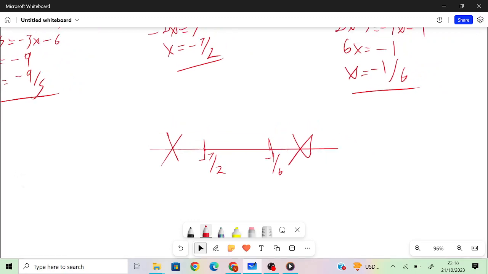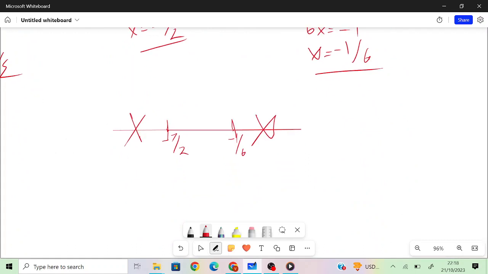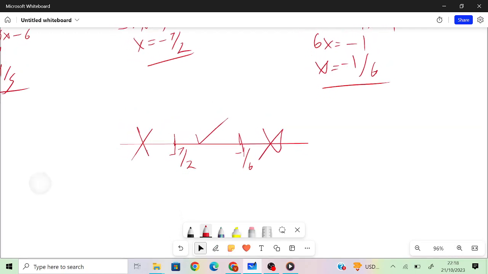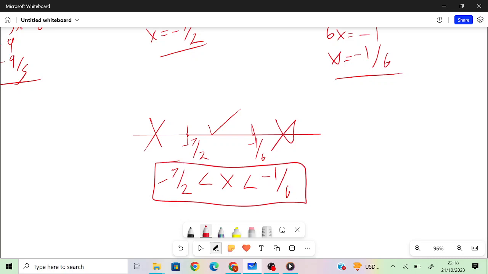Anything in between minus 7 over 2 and minus 1 over 6, let's try minus 1. So if I put minus 1 over here, I have 2 times minus 1, that's minus 2, minus 3 is minus 5, becomes positive 5, and then I have minus 1 plus 1 is 0, times 4 is also 0, and is 5 greater than 0? Yes, 5 is greater than 0. That means it's only in between the two values that the equation suffices. So we write our final answer in the form minus 7 over 2 less than x less than minus 1 over 6. And hence that is the final answer for that one.